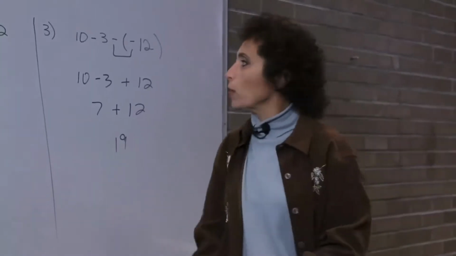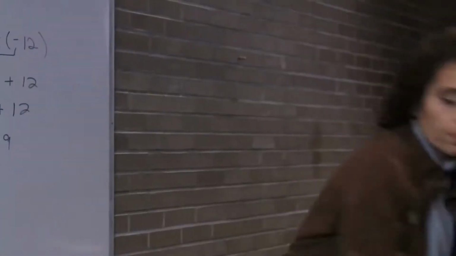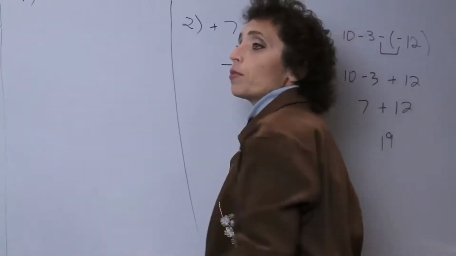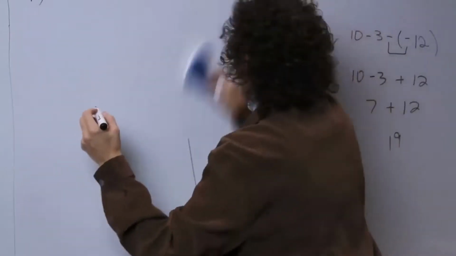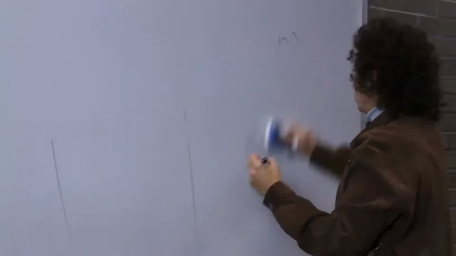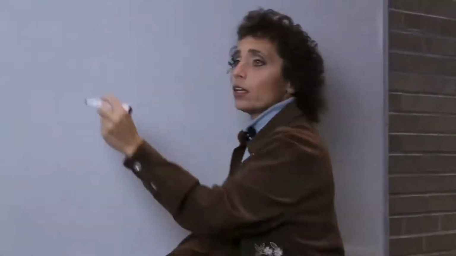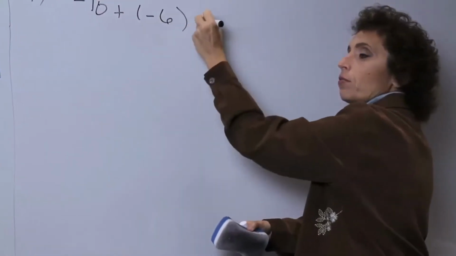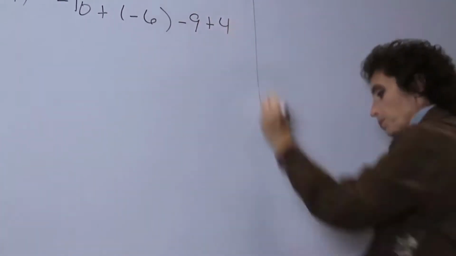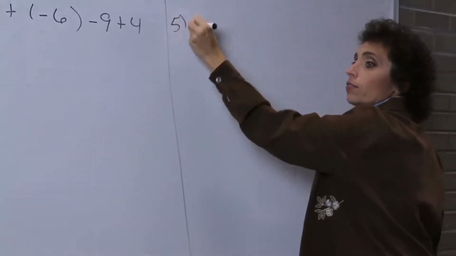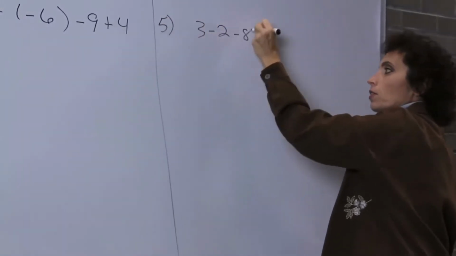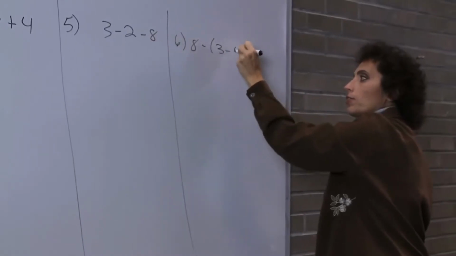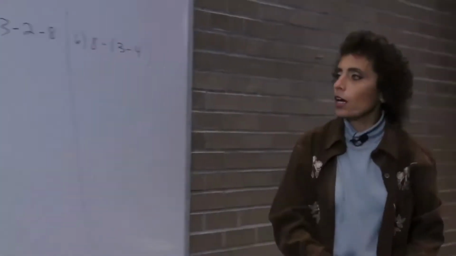All right, let's take a look at the rest of them. There are a couple left. Number 4. See if we can get them all up here at once. Number 4 says negative 10 plus negative 6 minus 9 plus 4. Number 5. It's not going to happen. Okay. I'll get that next one up in a minute.